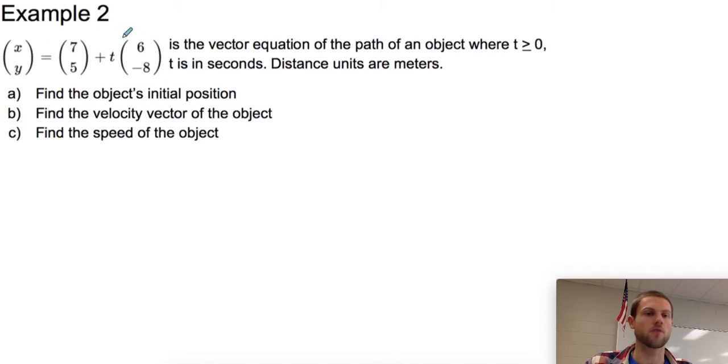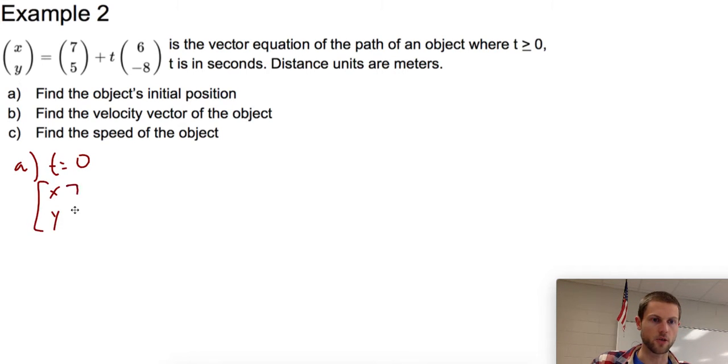I have this vector equation, and it's about the path of an object. T is in seconds, distance is in meters. Let's find the object's initial position. Once again, we are looking for when the time is 0. So we have the position xy, or the position vector, is given as 7, 5, plus time is 0, so this is 0 times 6, -8.